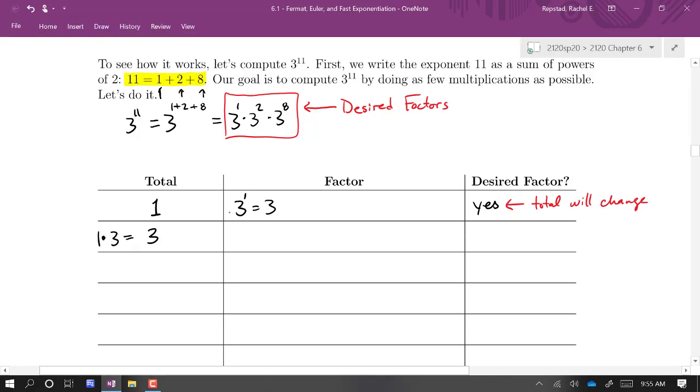Next, to get my next factor, what we do is square the result. Square the previous factor.